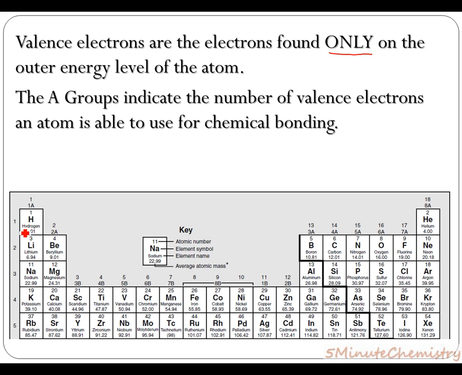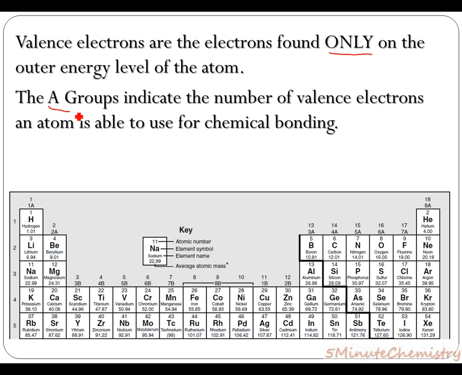So, if you look here, if we were talking about element 12, magnesium, we're only talking about the electrons found in the last energy level, this third energy level for magnesium. Everything in the first and second energy level we're not thinking about, just the last one.